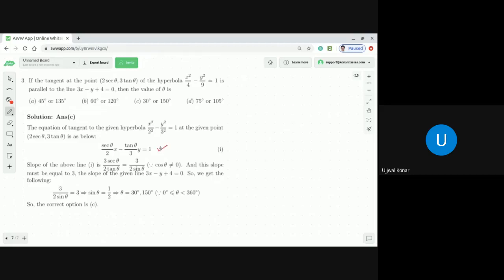And we found the slope, and that slope has to be equal to 3, as the slope of the straight line 3x minus y plus 4 is equal to 3. And from there we find the value of sin theta equal to 1 by 2. Now in the range of 0 to 360 degree, the value of theta should be 30 degree or 150 degree in order to have the value of sin theta equal to 1 by 2. Hence we get the correct option as C.